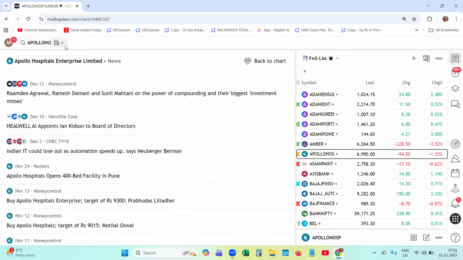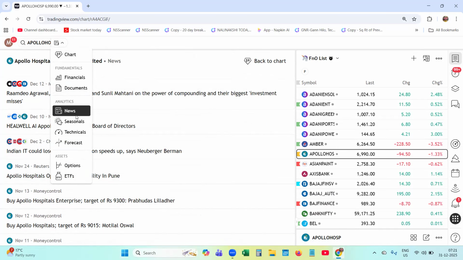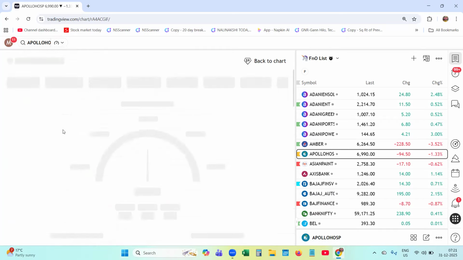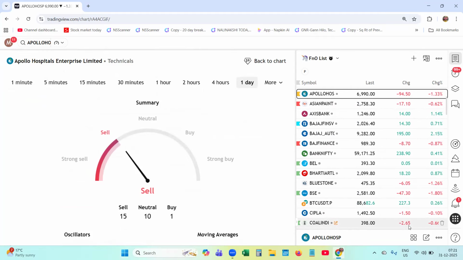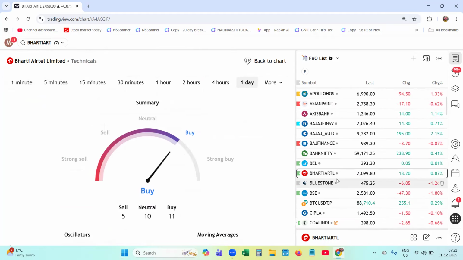Like you can get the news, and you can get technicals. It is showing sell like that. Let us check any positive. Bharti Airtel, it is showing buy. You can go to the 15-minute chart. It says 30 minutes neutral, 1 hour neutral, 2 hours sell, 4 hours neutral, 1 day buy.